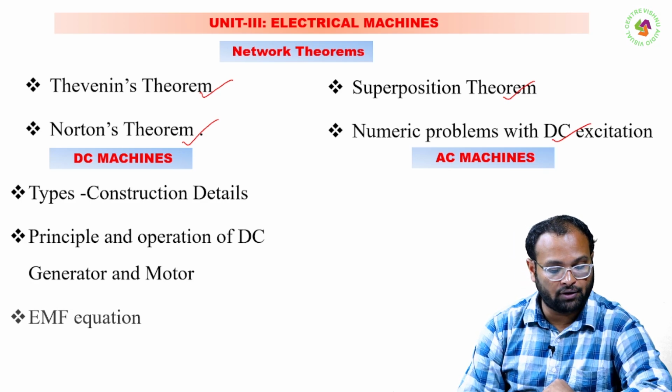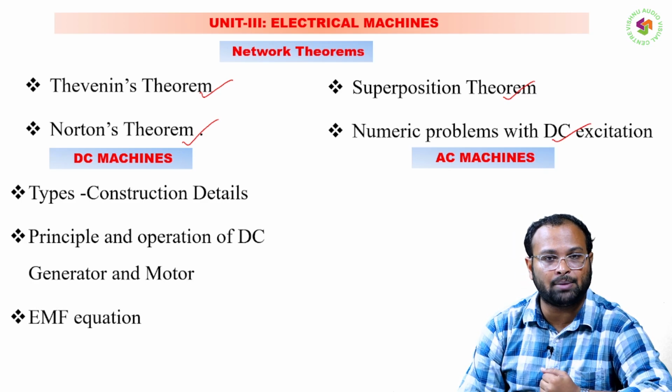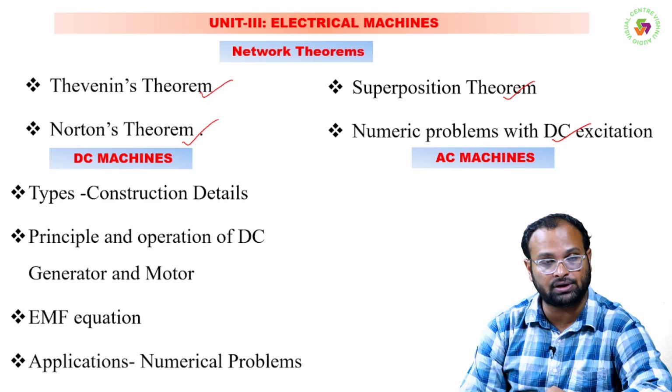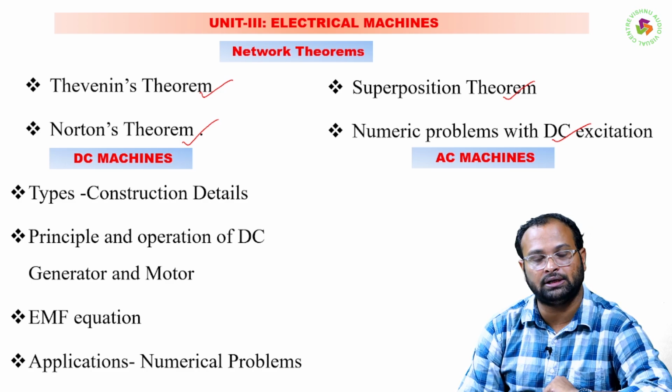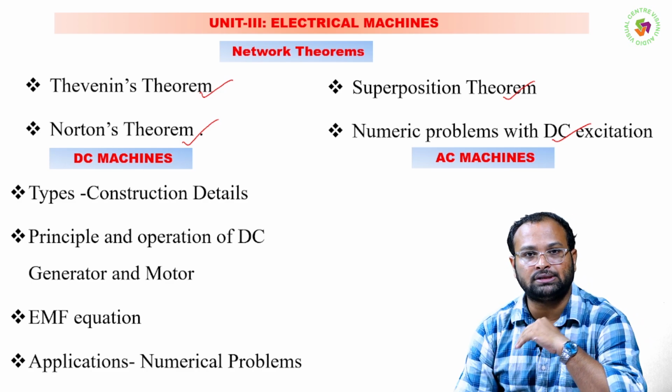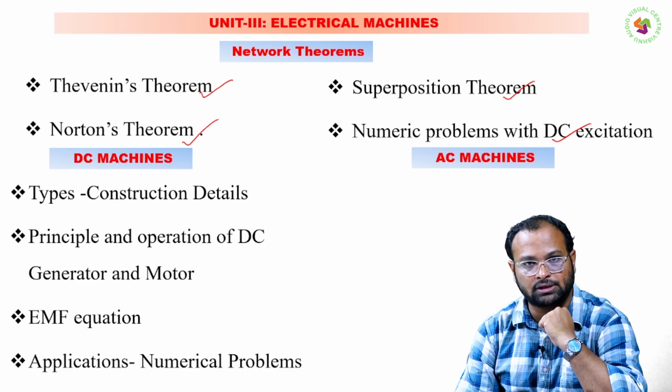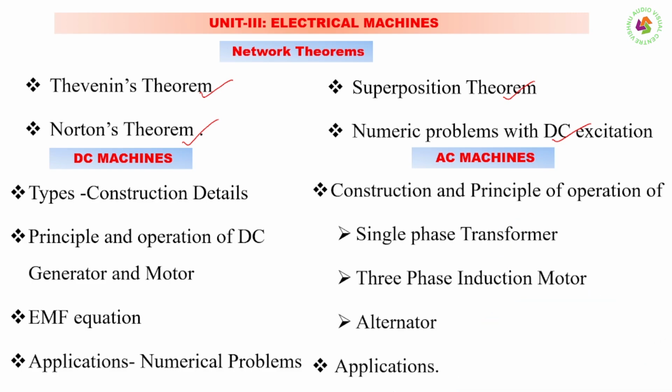Then we'll see the EMF equation, the induced EMF in the DC generator, the derivation of the equation and some numerical problems on that equation, and we will see the applications of DC machines, DC generators and DC motors. Coming to the AC machines, again we have static AC machines and rotating AC machines. In static AC machines, we will see the transformer. Basically we will understand the construction and principle of operation of transformers, and three-phase induction motors, alternators and their applications. So this is the third chapter, and up to here we will go with the electrical concepts.